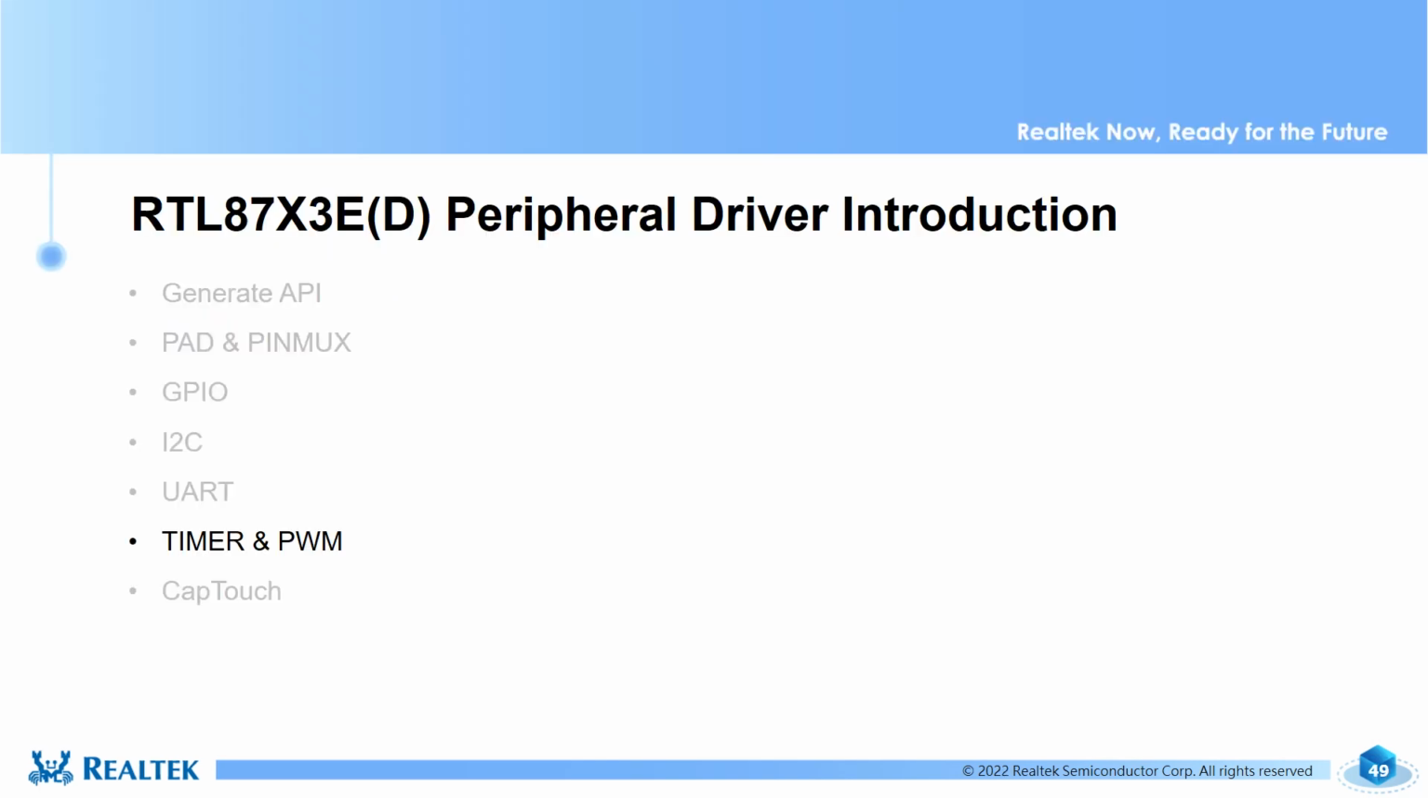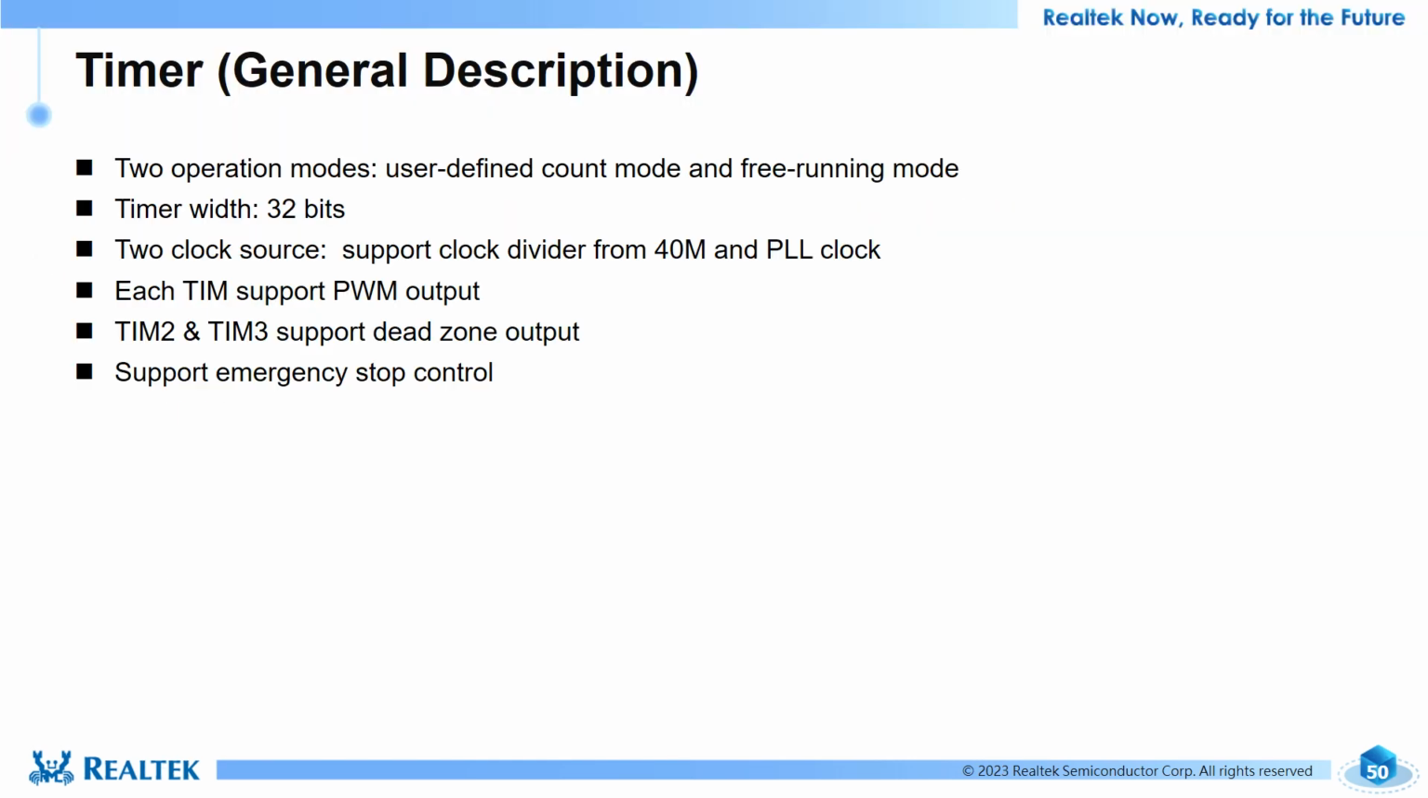Timer and PWM. Timer has two operation modes, user-defined count mode and free running mode. The width of timer is 32 bits. Support clock frequency division. Each timer supports PWM output. Timer 2 and Timer 3 support dead zone output. It supports emergency stop control.